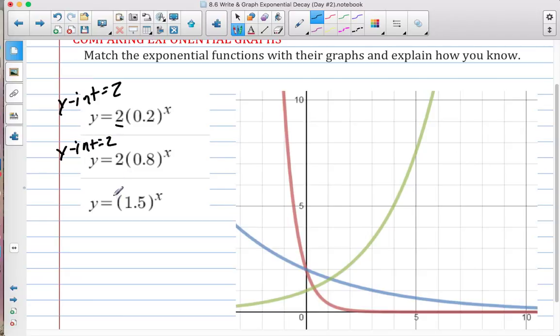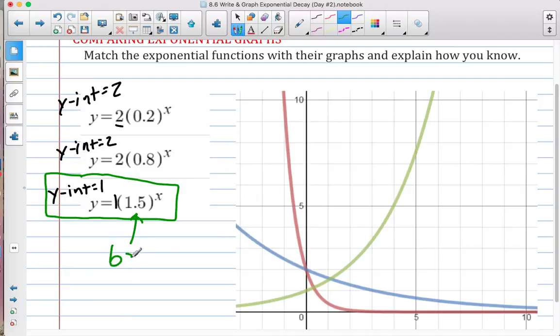The y-intercept for this one, there's a 1 out front. So the y-intercept for this last one is equal to 1. I know then right off the bat that the only one that has a y-intercept of 1 is the green one down here. So I know this has to be the green one. How else do I know? Well, its growth factor is 1.5. It's bigger than 1. It's actually the only one that's growing as well. Because it's the only one that's growing, I know that this must be the green one. The reason I know it's growing is because its growth factor B is greater than 1.